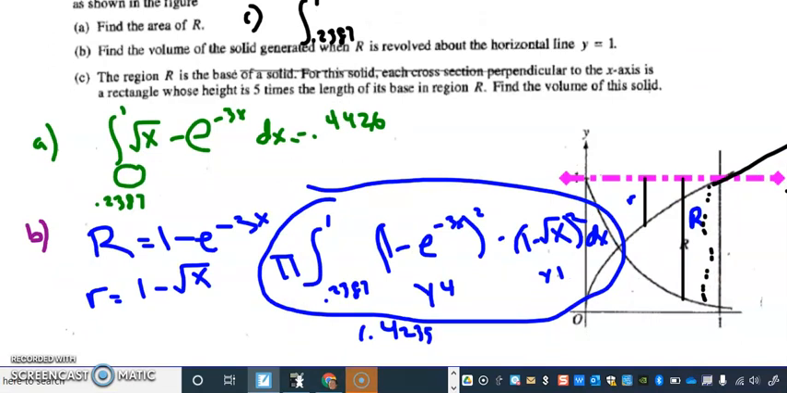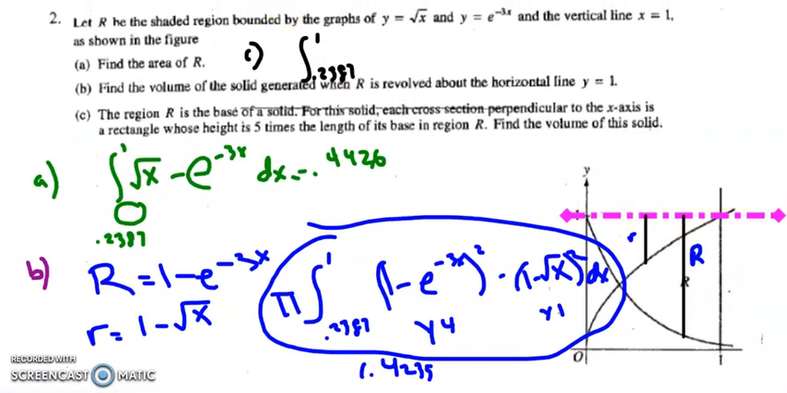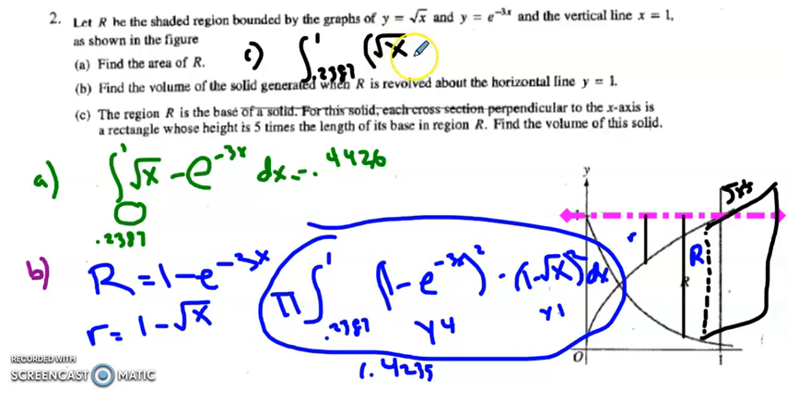Oops. Let's see if I can fix that real quick. Apparently I can't. There we go. Okay. Let's see if I can draw this better. We have this is the base, and then these rectangles are going to come up out of the base, where the height of the rectangle is 5 times the width. Okay? So I know that my base is going to be top curve, rad x, minus bottom curve, e to the negative 3x.